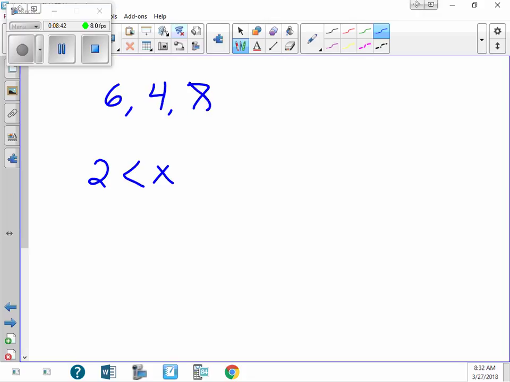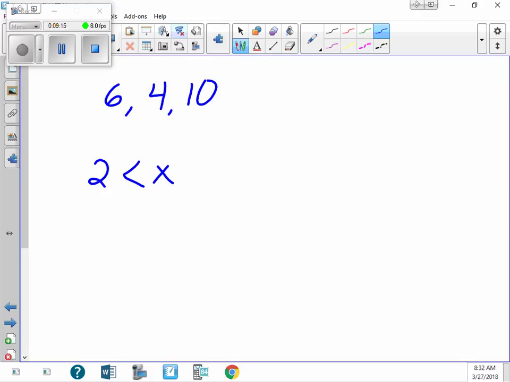Can it be 8? Yes, because 6 plus 4 is bigger than 8. Can it be 9? Yes, because 6 plus 4 is bigger than 9. Can it be 10? No, why not? 6 plus 4 is equal to 10, and that doesn't make a triangle.